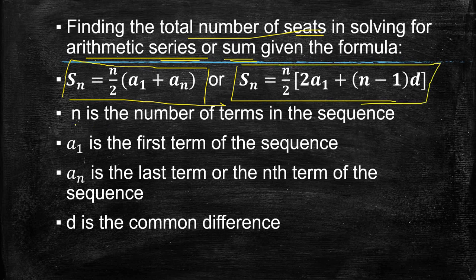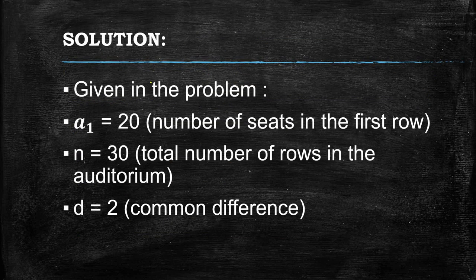And then here are the variables natin. So, familiar na naman kayo dito. N is the number of terms. A sub 1 is the first term. A sub n is the last term. And then, the D is the common difference. Okay? So, let's solve the problem.